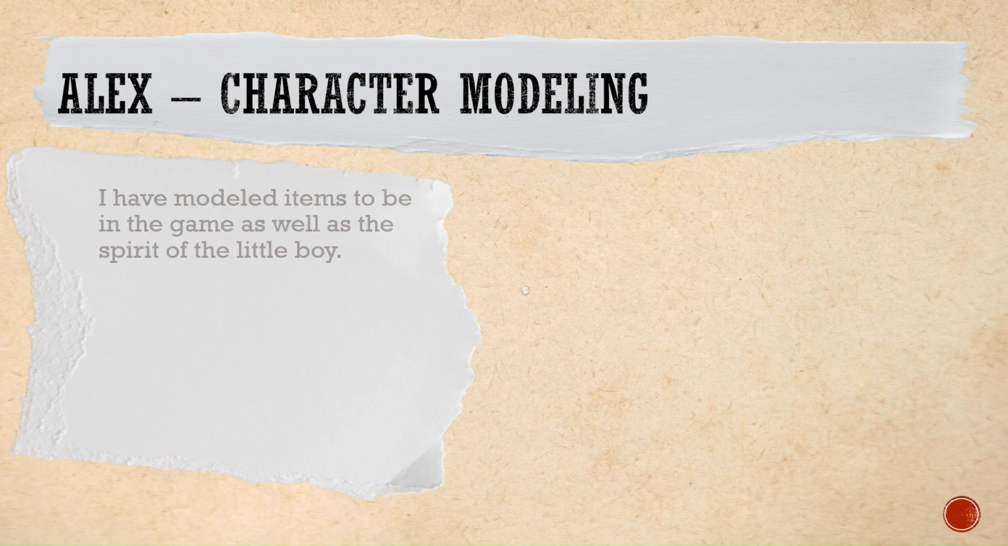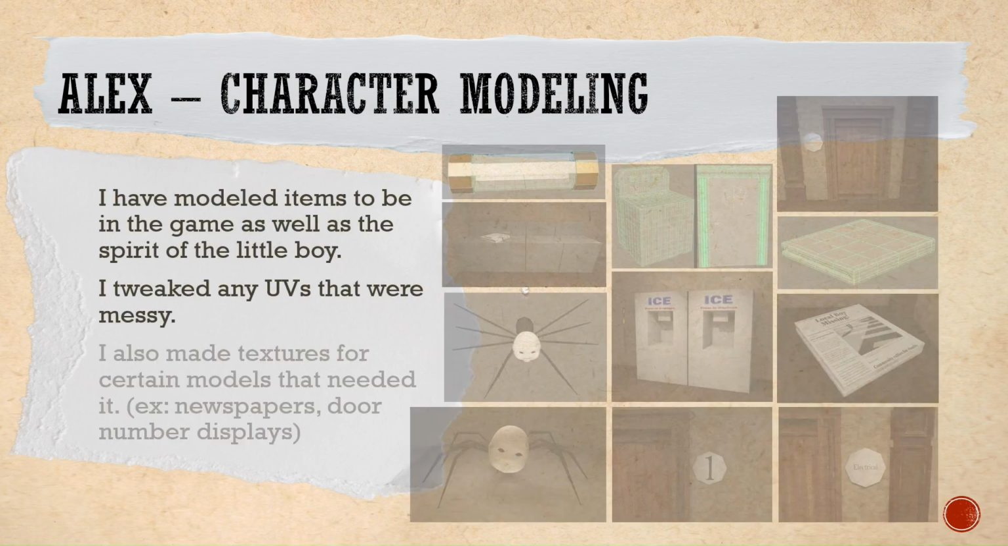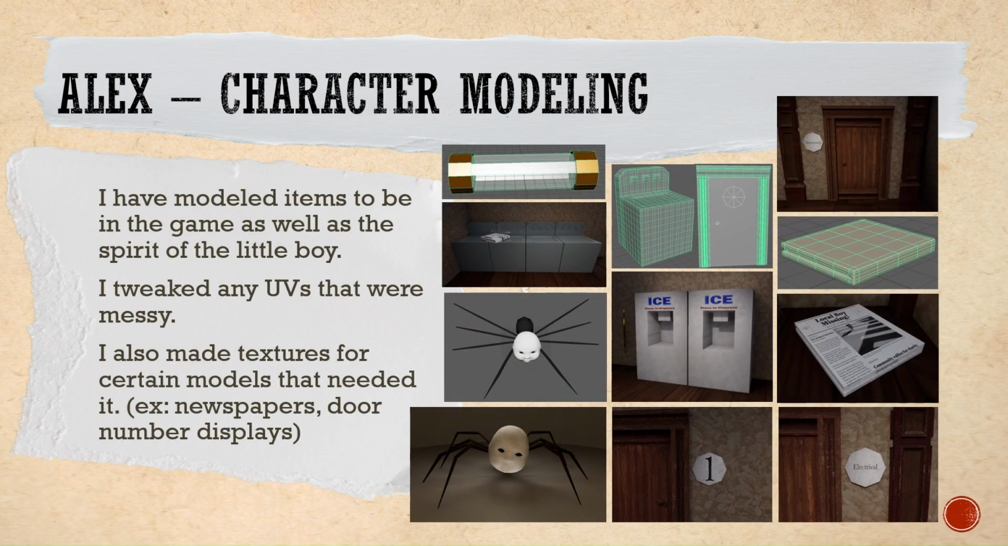So for my character modeling, I modeled a lot of the items that actually went into the game. I modeled the door frame, the plaques on the doors, the laundry machines, the newspapers, the ice machines, the little boy figure, the fuses, and I added all of the UVs that were in there so that they weren't messy.